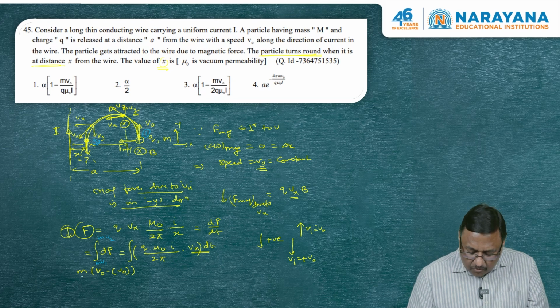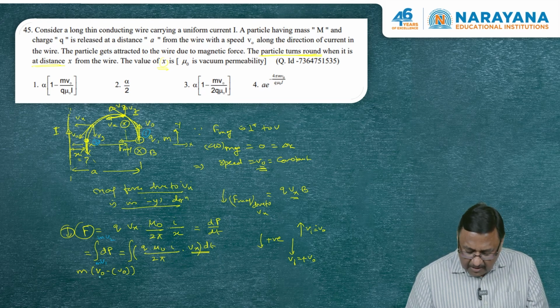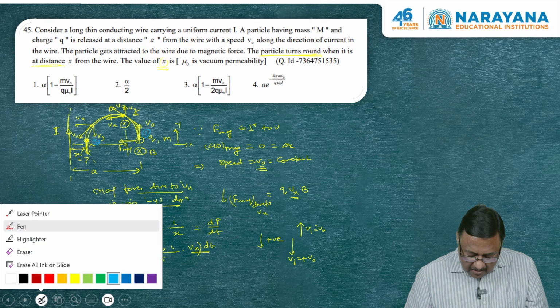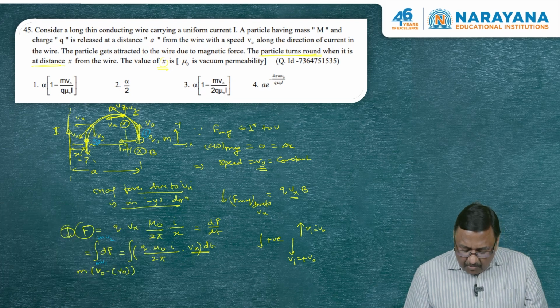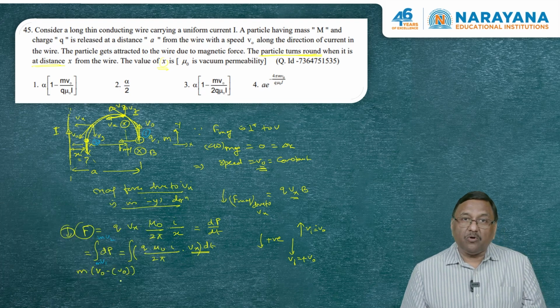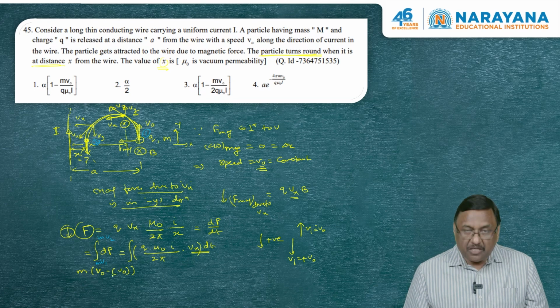Be careful, V2 downward is positive, V1 upward is negative. So I'm writing this relation in this manner. Get it here, m into V naught minus V naught. I hope you got it this easy. This is the change in the momentum.